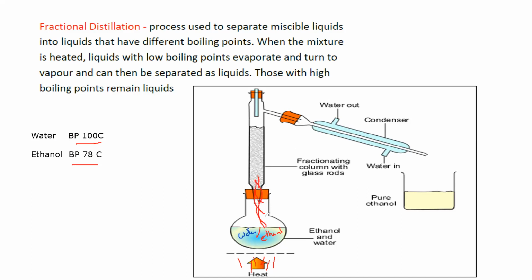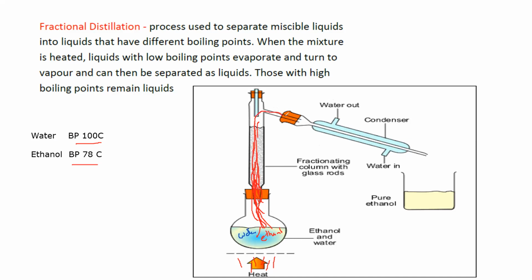But we are continuously supplying energy, so more ethanol will get energy, it will rise, and then it will return back. Then we further supply energy, it will rise and then return back. Again it will rise. Once the ethanol reaches this part, it cannot lose energy, because in a fractionating column there was a glass rod, so it was losing energy to this glass rod.